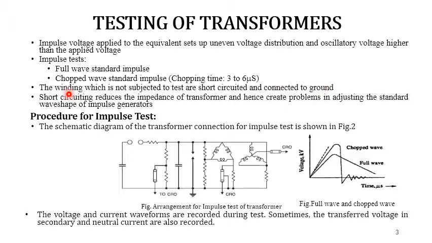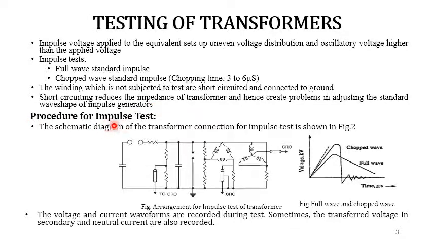But the short circuiting reduces the impedance of the transformer, and hence this will create a problem in adjusting the standard wave shape of the impulse generators. So this will reduce the sensitivity of the detection. Then how are we going to test?